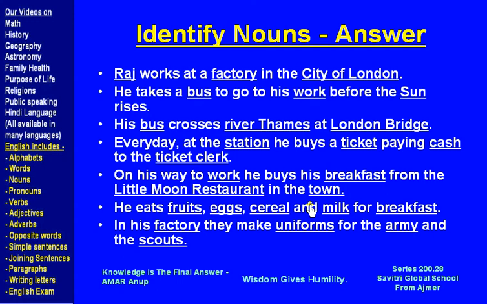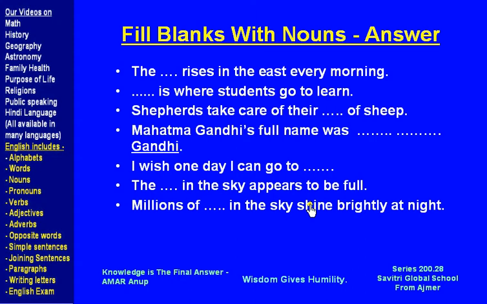Now let's go to the next question. Here you pause the video again and fill in the blanks with the appropriate noun based on the sentence. I can give you an example. The dash rises in the east every morning. Now you know what to write here. The sun rises in the east every morning. So pause the video, answer all these, and once you have finished answering, restart the video to continue to check your answers.